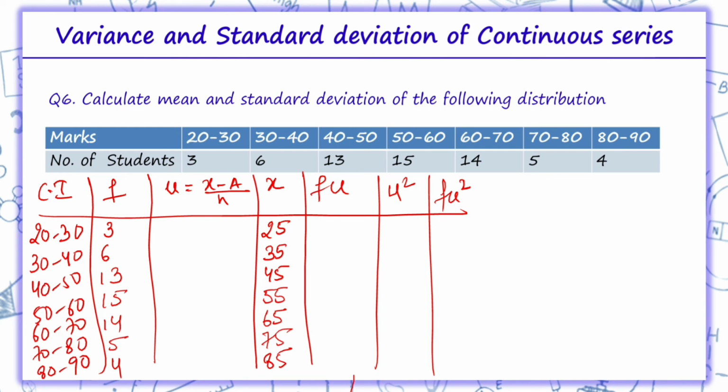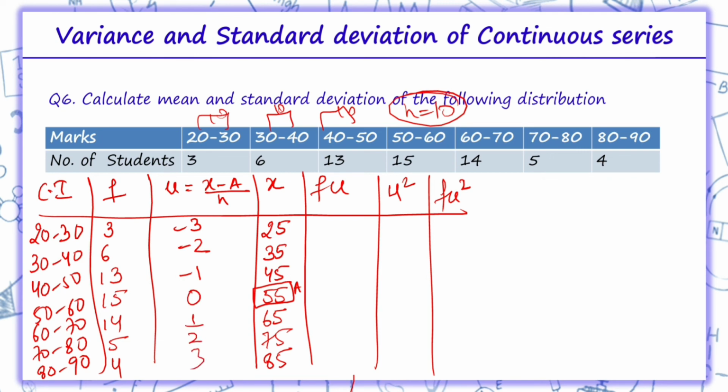Then we will calculate u. U is x minus a upon h. So here we have to find the mid value. Mid value is coming out to be 55. So this is a. So 25 minus 55 upon h. H is class size, 30 minus 20, which is 10. We can see over here the class size is 10 only. So this is our h. H is 10. So 25 minus 55 upon 10 is minus 30 upon 10. So minus 3, then minus 2, minus 1, 0, 1, 2, 3.